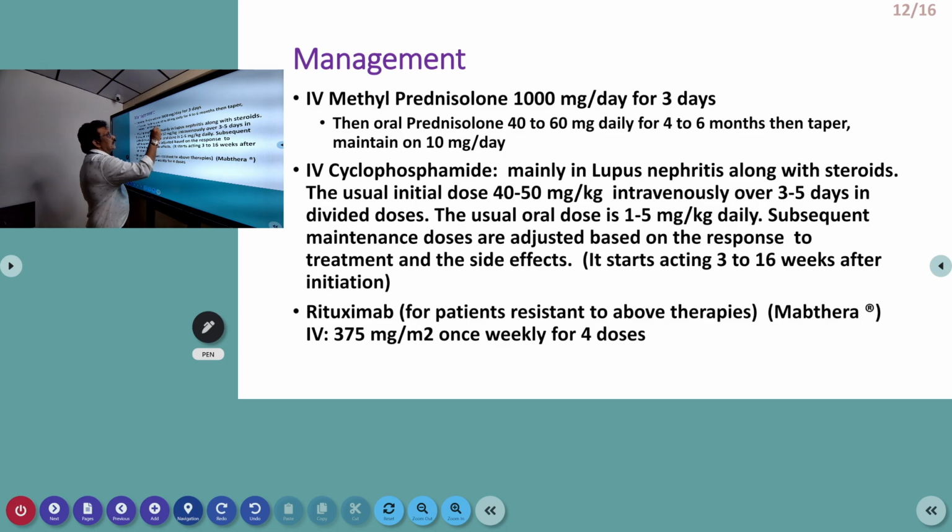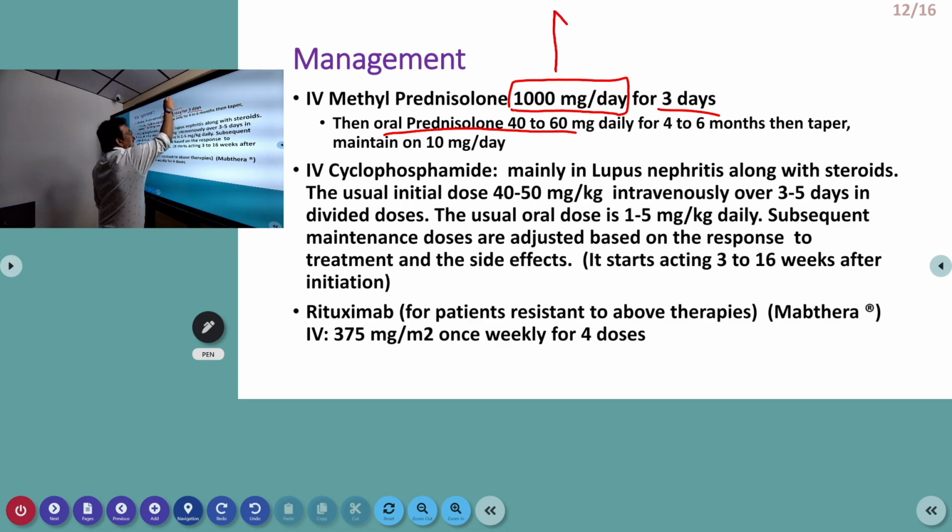So normally in acute condition, we give methylprednisolone 1 gram per day for 3 days. Once you finish those 3 days, you can go for oral prednisolone 1 to 2 milligram per kg body weight, then slowly taper the dose. So you give a very high dose, 3 gram in total over 3 days. Then you start oral, and slowly taper over many days.